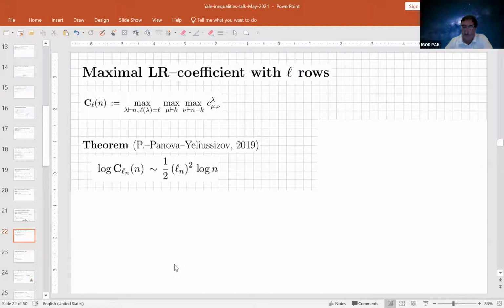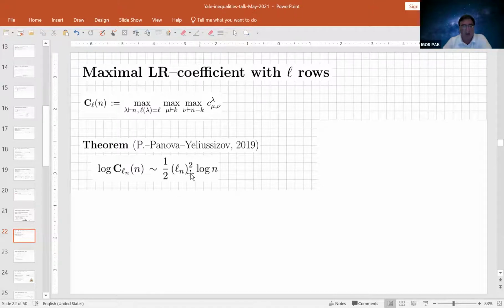So there is one thing I want to mention before I move on away from Littlewood-Richardson coefficients: it's very important to have a combinatorial interpretation. If instead of looking at the maximal Littlewood-Richardson coefficient, the way we did before, we look at just partitions lambda which have L rows, that's already kind of interesting. And in this particular case, we get a really nice result.